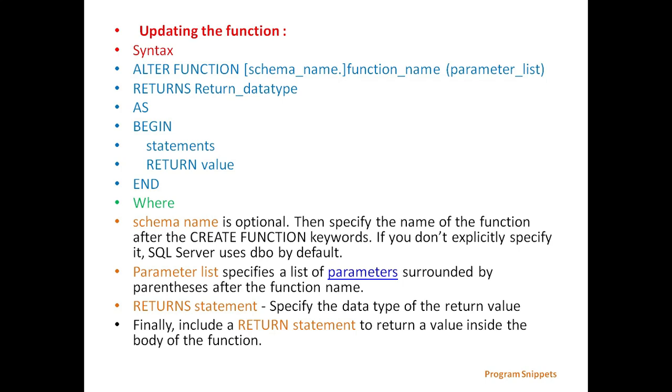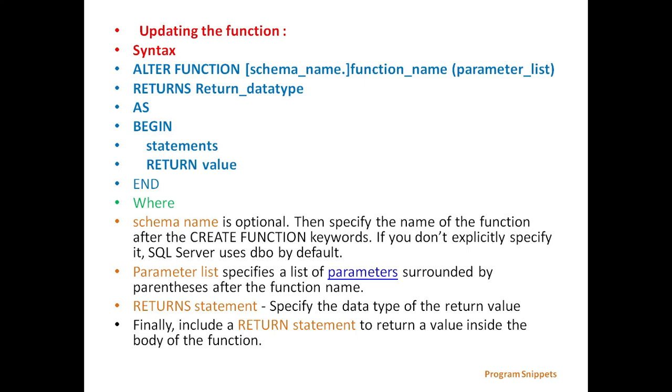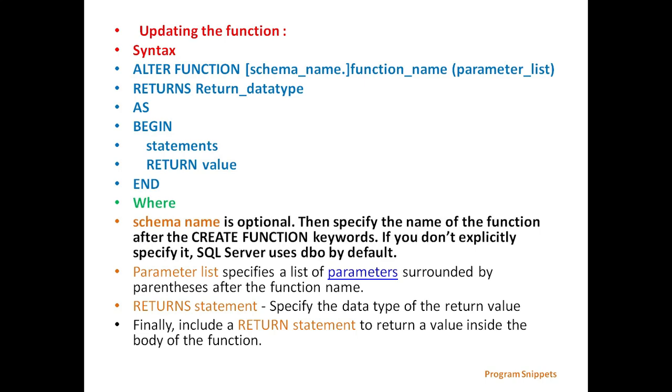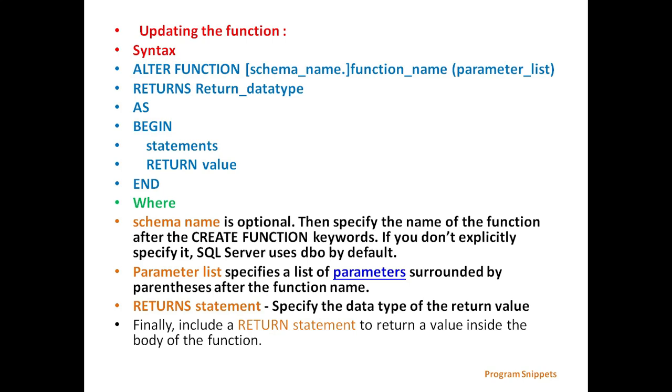Next we'll see the syntax for updating the function. For this we'll use the alter command. So alter function schema name dot function name parameter list returns return data type as begin, then statements, return value and end. Schema name is an optional parameter which specifies the name of the function after the create function keywords. Parameter list specifies the list of parameters surrounded by parentheses after the function name. Return statement specifies the data type of the return value and include a return statement to return a value inside the body of the function.